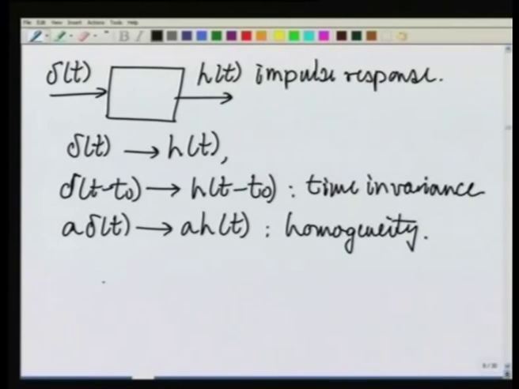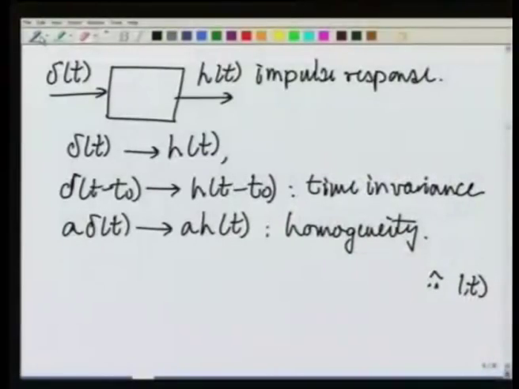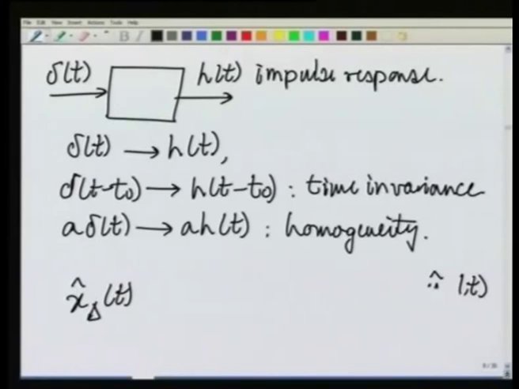If we go back to the staircase representation, then we had a staircase representation as follows. If we go back to the staircase representation that led to the exact representation, then if you recall, we started with x hat delta of t. Let us say that we apply x hat delta of t to the system instead of x(t).